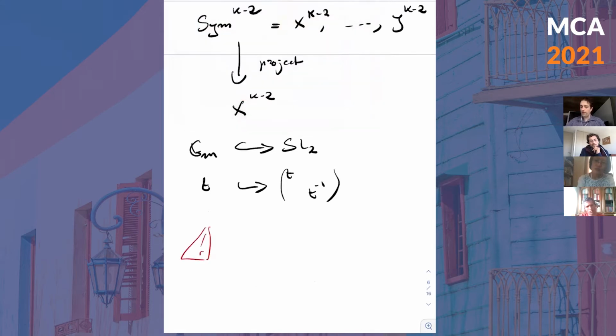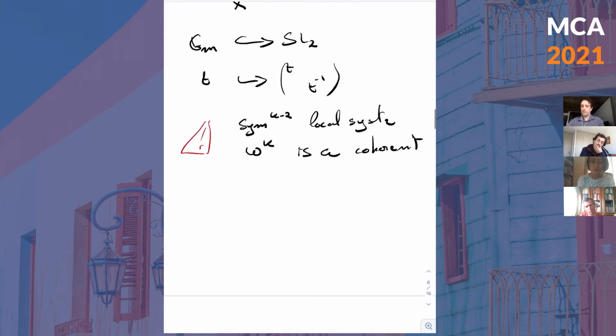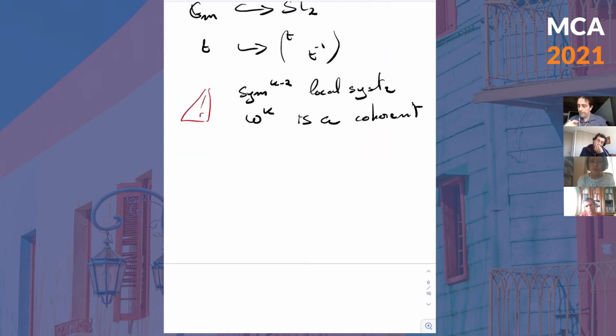Somehow here we are comparing apples and pears, because Sym^(k-2) is a local system, while the other one, omega^k, is a coherent sheaf. So I cannot compare these two objects, because a priori they are living in two different spaces. So the trick is to consider X pro-Kummer-étale.